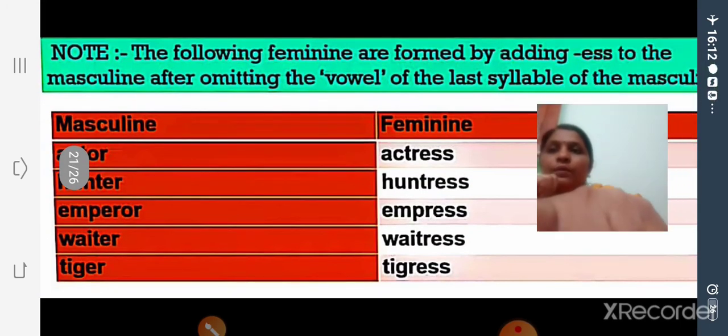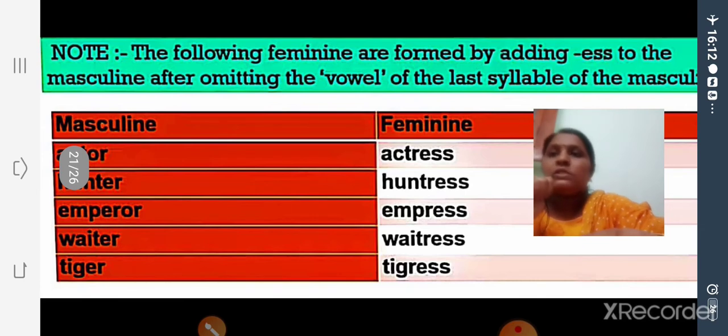Then next, one more important point, that is, the following feminines are formed by adding ess to the masculine after omitting the vowel of the last syllable of the masculine gender.